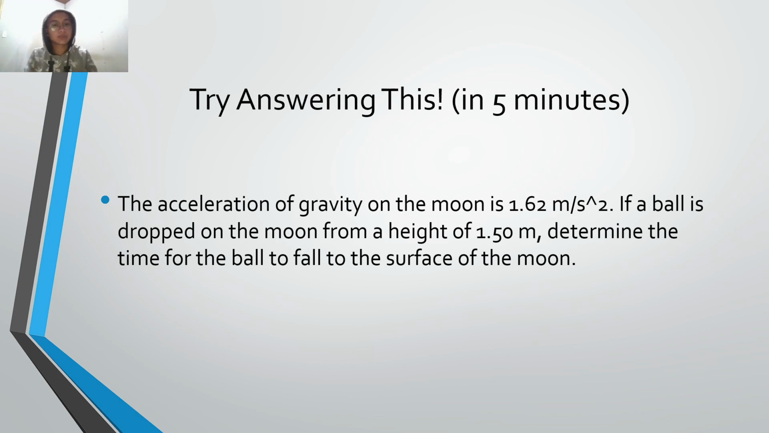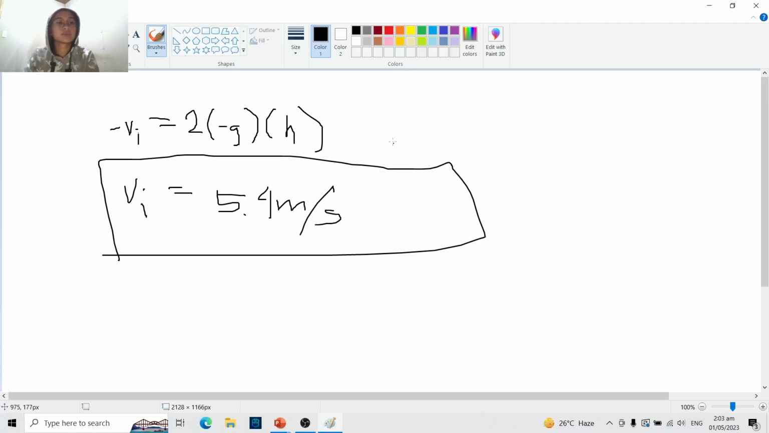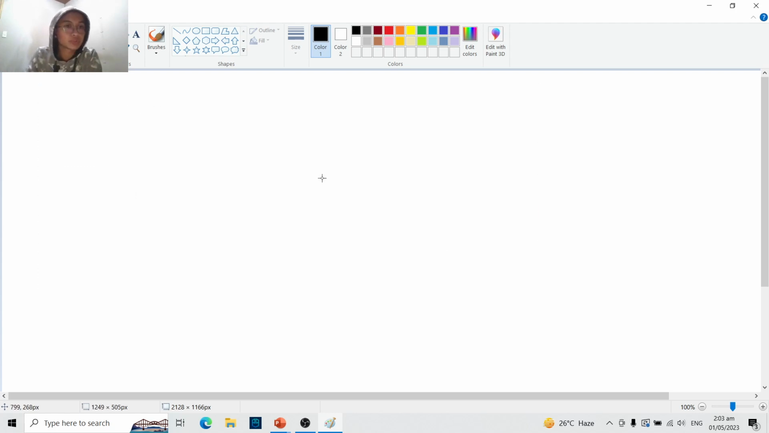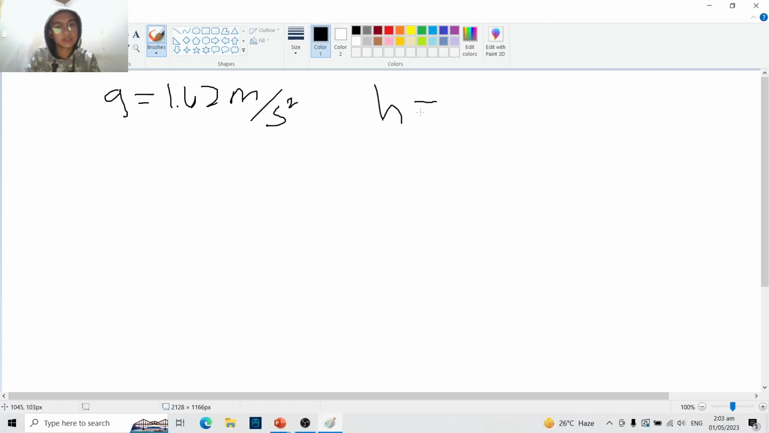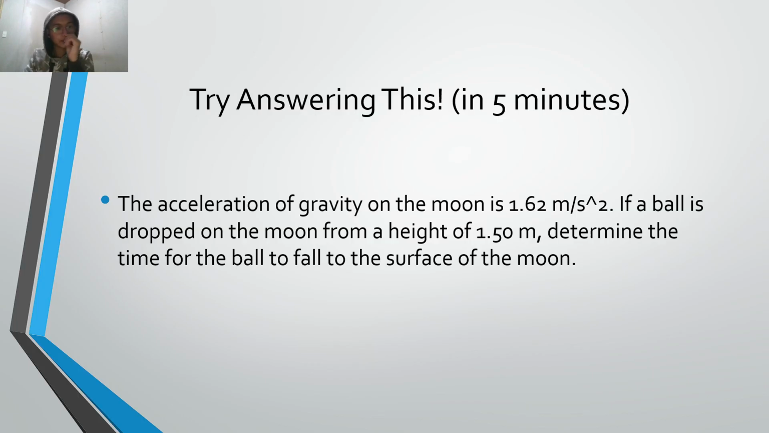So let's try answering this. Let's say this is on the moon. So our gravitational force is 1.62 meters per second squared, and our height is 1.50 meters. So now the question: determine the time for the ball to fall to the surface of the moon.